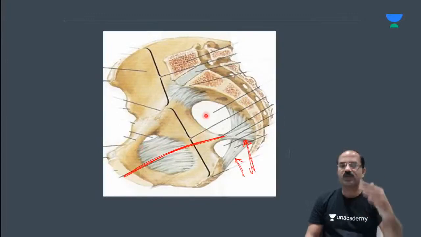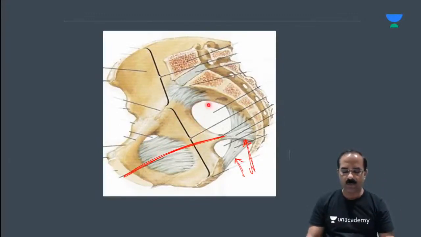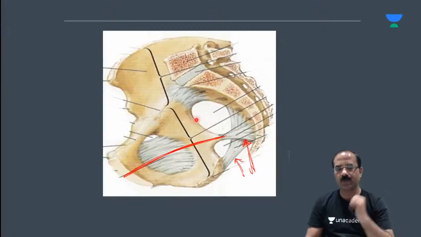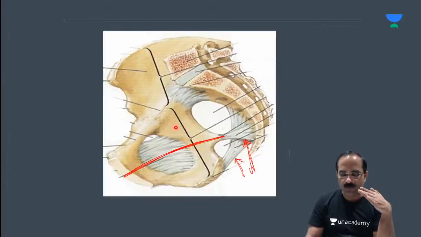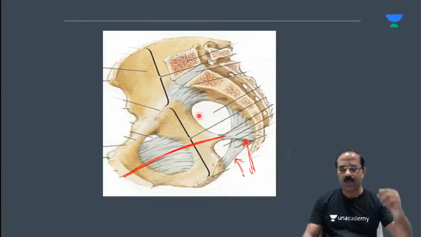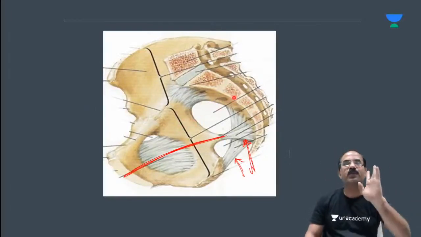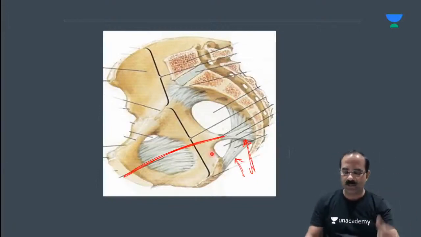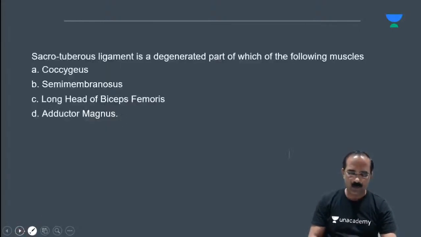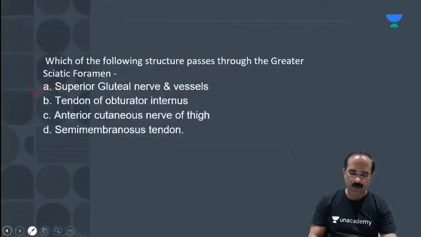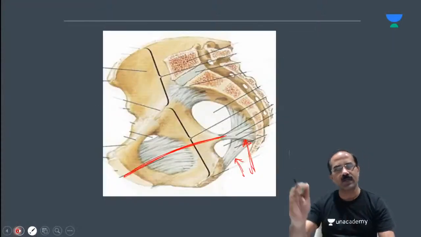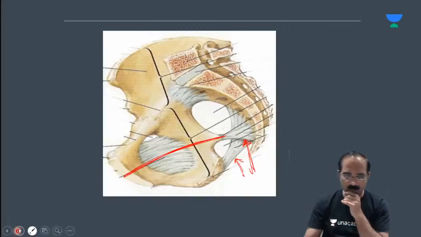Now students, if any structure has to get out of the pelvis, ye pelvis proper hai, how does it get out? It can get out through the greater sciatic foramen. Any structure that gets out through the greater sciatic foramen, where does it go? Which region does it go to? I'll change the slide for you. If any structure gets out through the greater sciatic foramen, which is that region in which it goes?